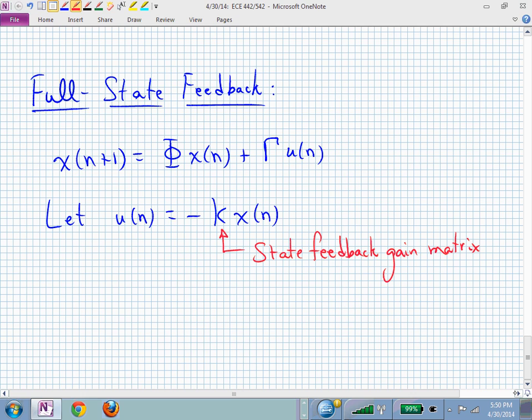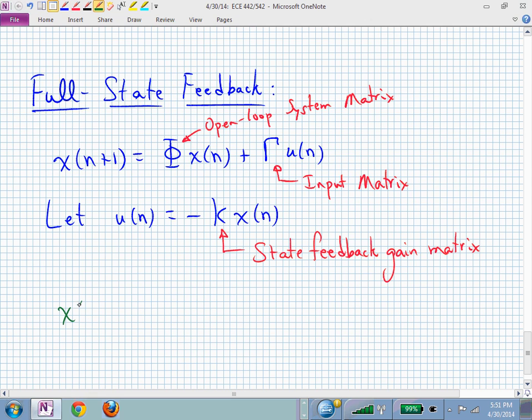If we now apply that particular structure for the input, u, into our dynamic equation for our system, we will now close the loop. We will obtain a closed loop. This was our open loop system matrix. And this is our input matrix. Let's now combine that u, particular structure, with the dynamics.